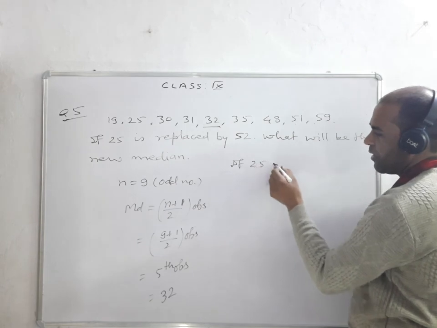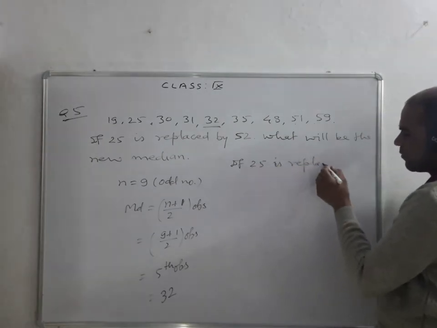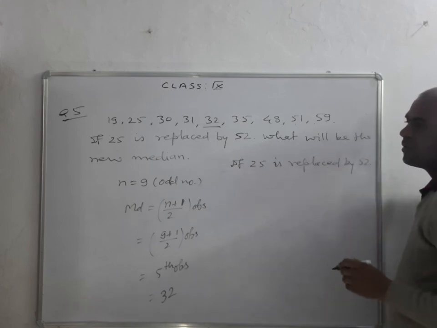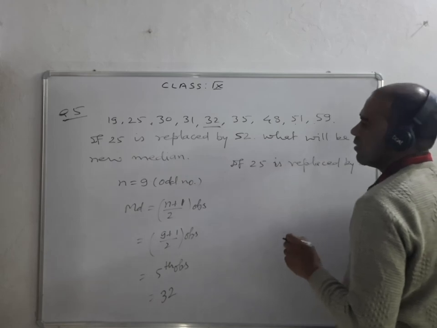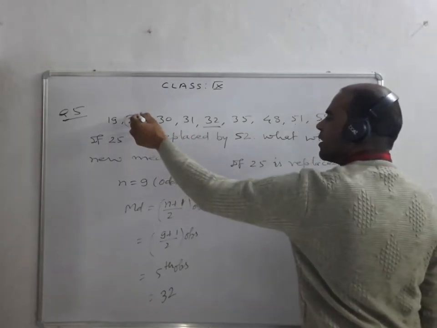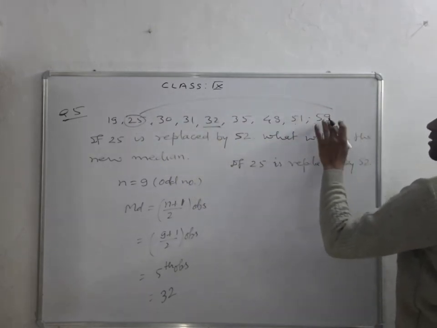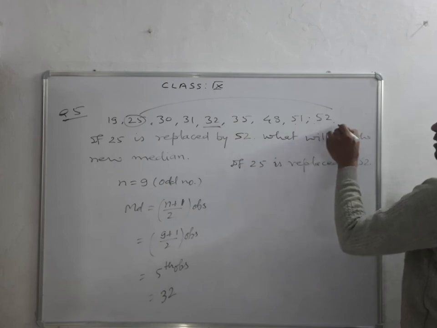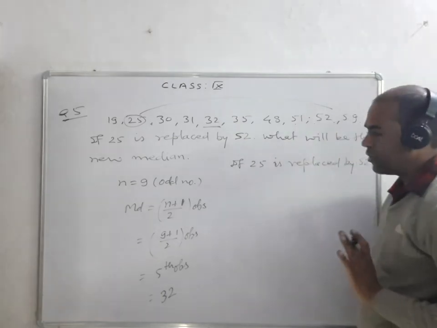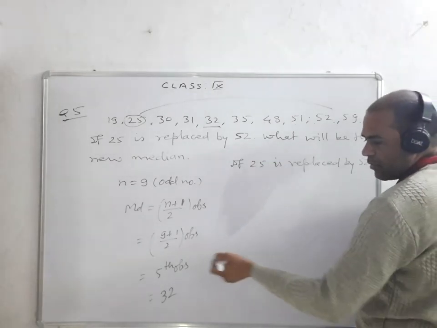So if 25 is replaced by 52, then remove 25, and this 52 will be put here, so 52 and after that 59. So the order will change. In the same way we find the 5th observation.